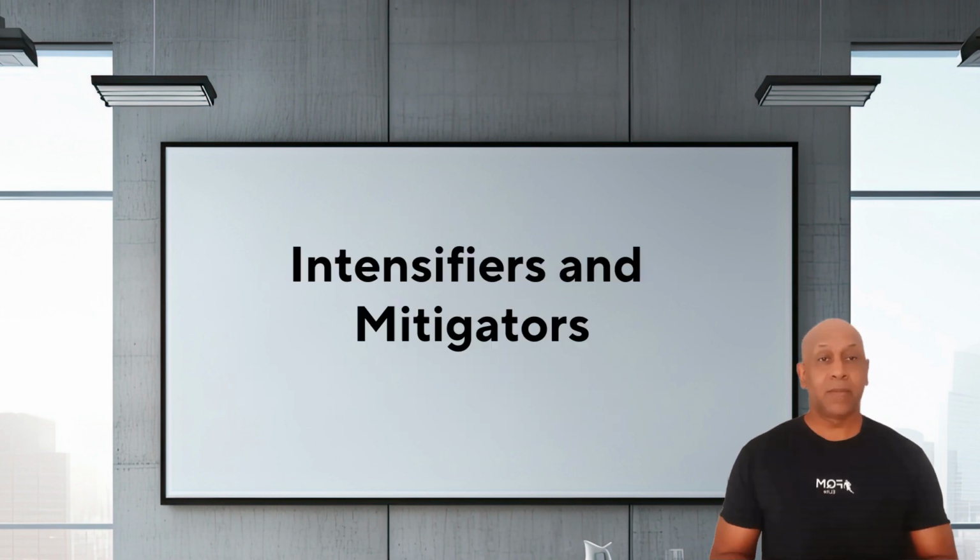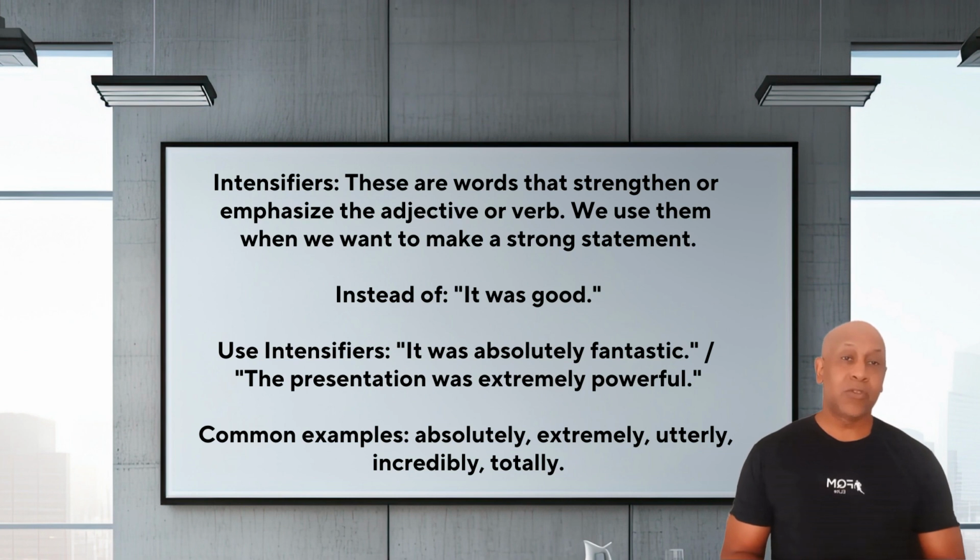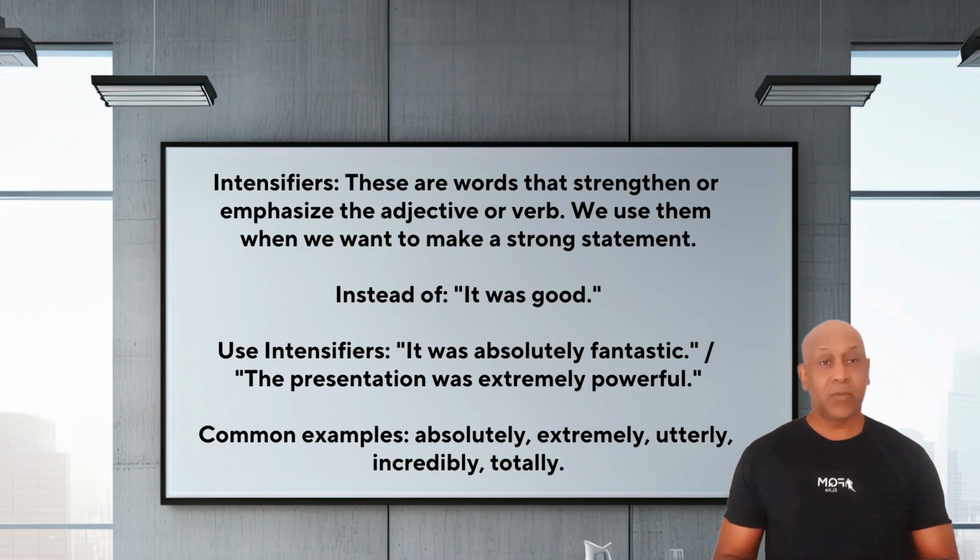Understanding these helps you choose your vocabulary based on the emotional effect you want to have on your audience. Intensifiers and mitigators. The words we place before adjectives and verbs don't change the meaning, but they change the intensity of the feeling. Intensifiers. These are words that strengthen or emphasize the adjective or verb. We use them when we want to make a strong statement. Instead of "it was good," use intensifiers: "It was absolutely fantastic. The presentation was extremely powerful." Common examples: absolutely, extremely, utterly, incredibly, and totally.